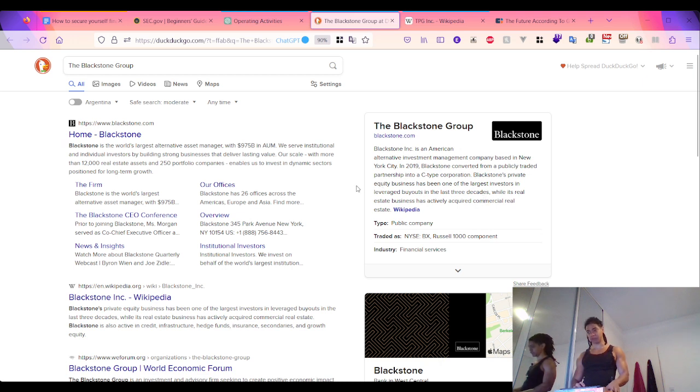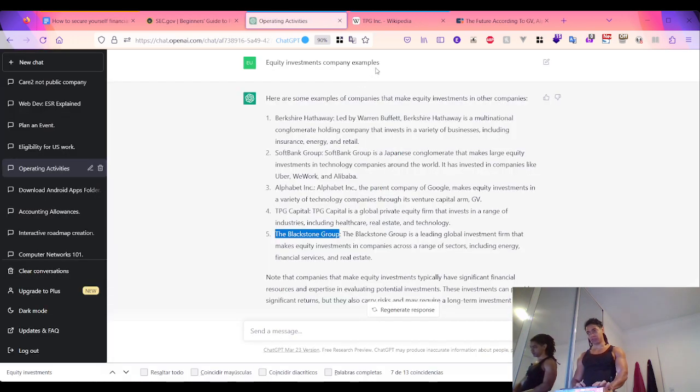Very, very interesting, by the way. So, that'll be all for examples of equity investment companies. And with that, take care.